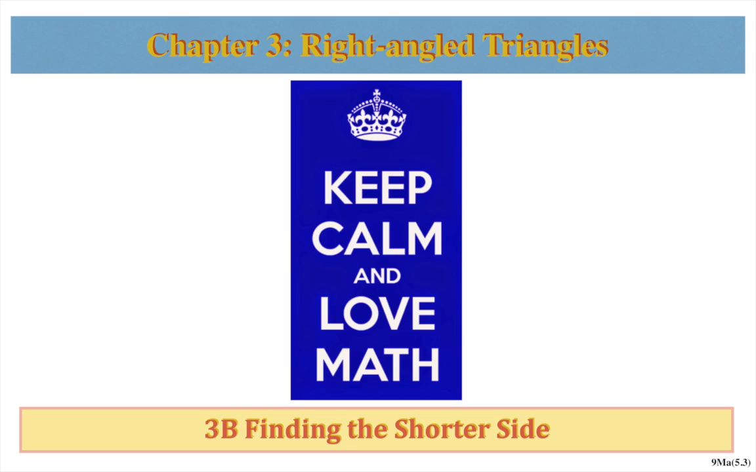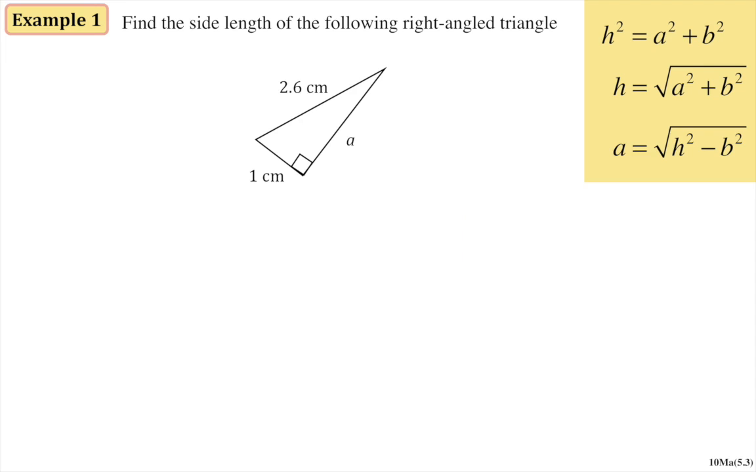Last class, we looked at dealing with Pythagoras' theorem with a slightly different way of setting it out from what we did in Year 8. And this class, we're going to do the same thing, but this time we're going to be finding one of the shorter sides on the triangle. So here's a right angle triangle, and you'll notice that the hypotenuse, the longer side, is 2.6. We're finding a shorter side. Whenever you're finding a shorter side, you're going to have a minus sign in your formula.